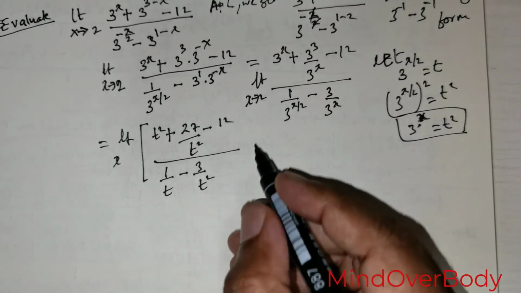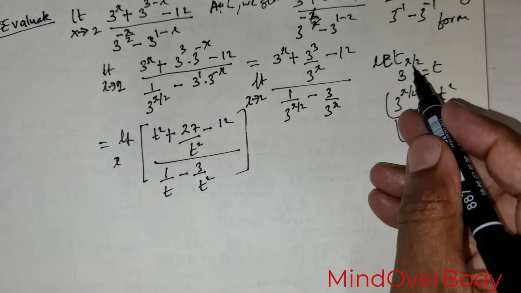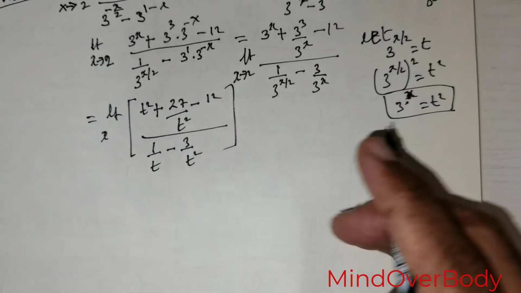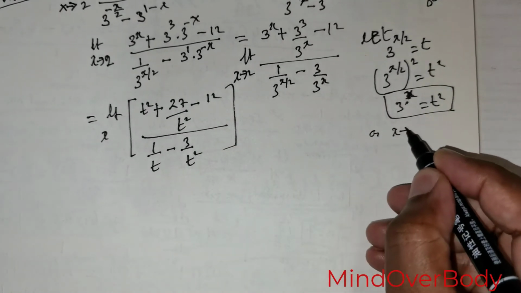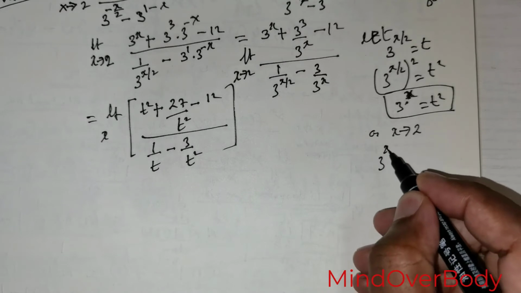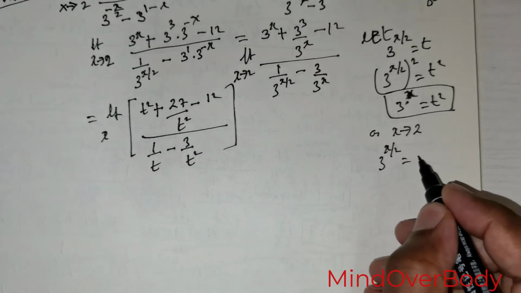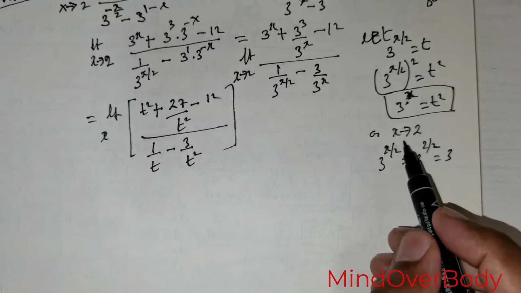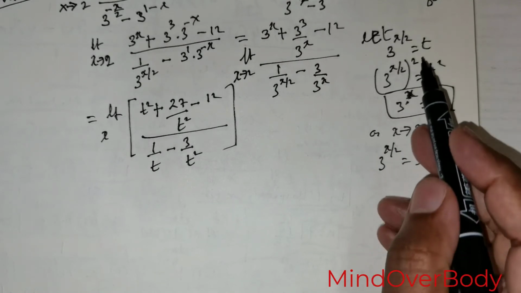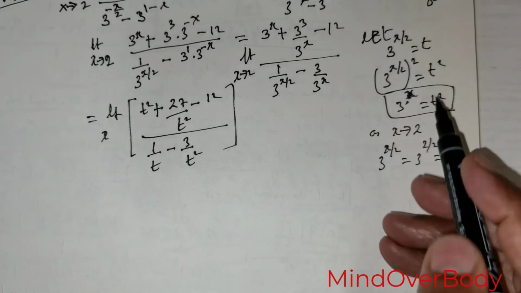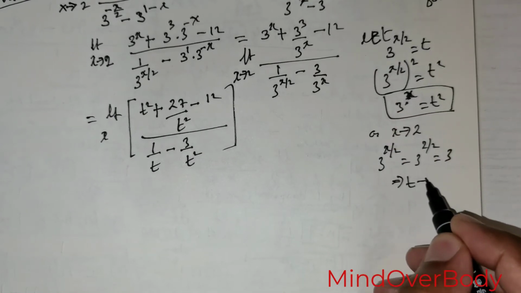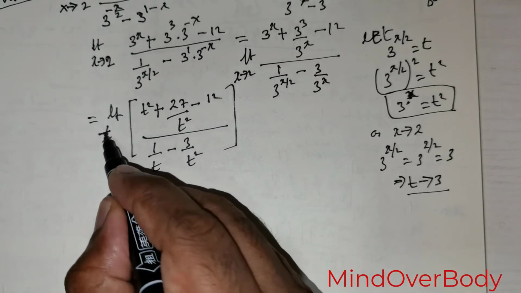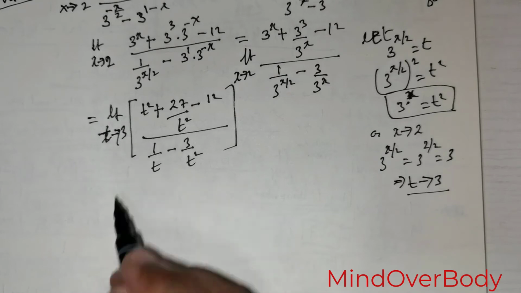So we got this. Now we have taken 3 raised to the power of x over 2 to be equal to t. So as x tends to 2, 3 raised to the power of x over 2 is equal to 3 raised to the power of 2 over 2, which is equal to 3. So this would mean when x is tending to 2, since I've taken t to be 3 raised to the power of x over 2, my t would be tending to 3. So in this case, this is going to be t tending to 3.